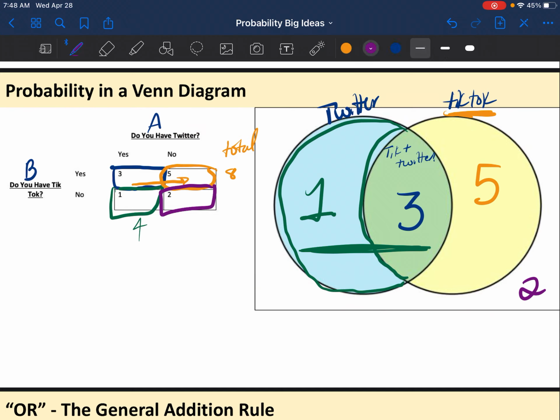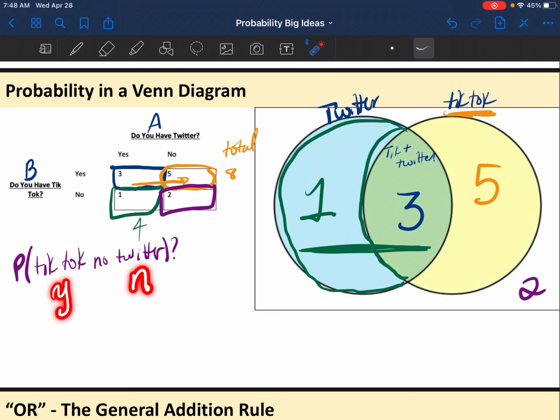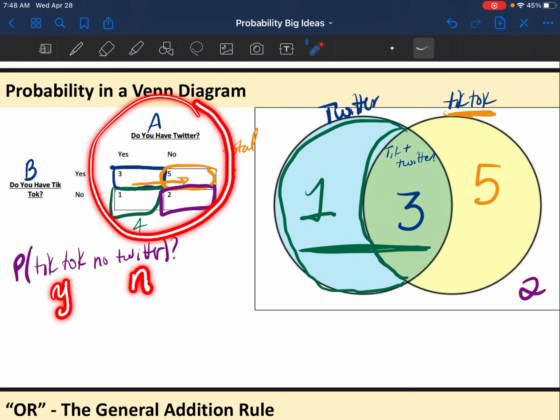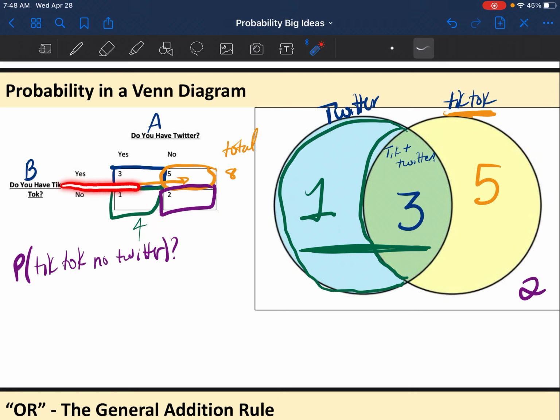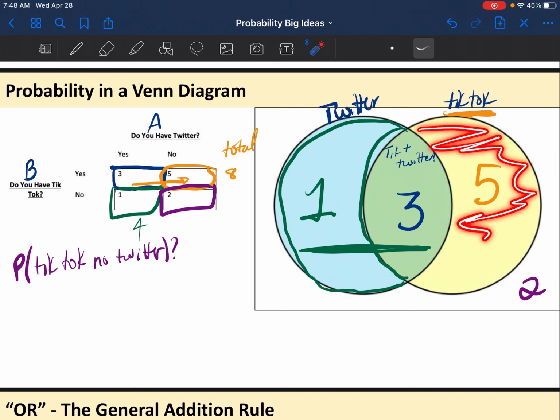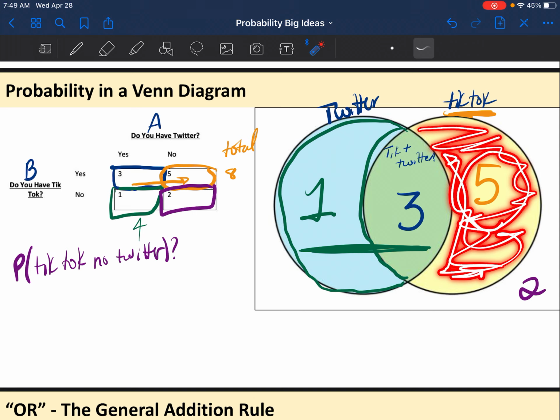And I can ask the same questions. What is the probability someone has TikTok but no Twitter? So I'm going to look, okay, I know they have TikTok. I know they do not have Twitter. So I can either look here. Do you have TikTok? Yes. Do you have Twitter? No. So I know it should be 5. Same thing here. This represents TikTok, but no Twitter. And I have the same value.